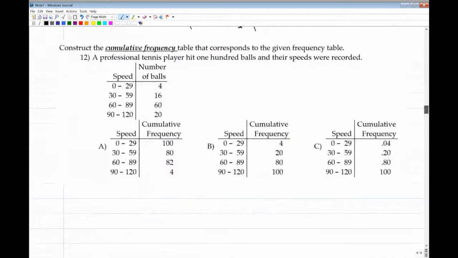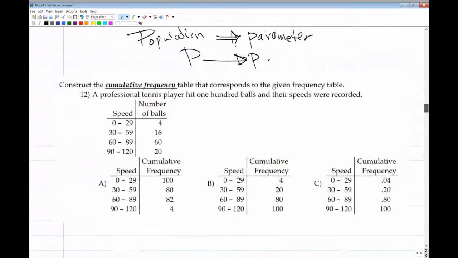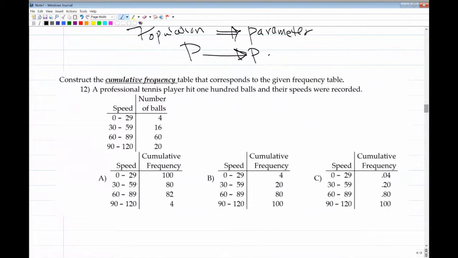In the next problem, sample is usually a subset of the population. Be careful with that. In number 12, we are talking about the cumulative frequency. Cumulative, it keeps building up. That's one of the things you have to be careful about. So it's not going down. What we're going to do is see how we can build it up.